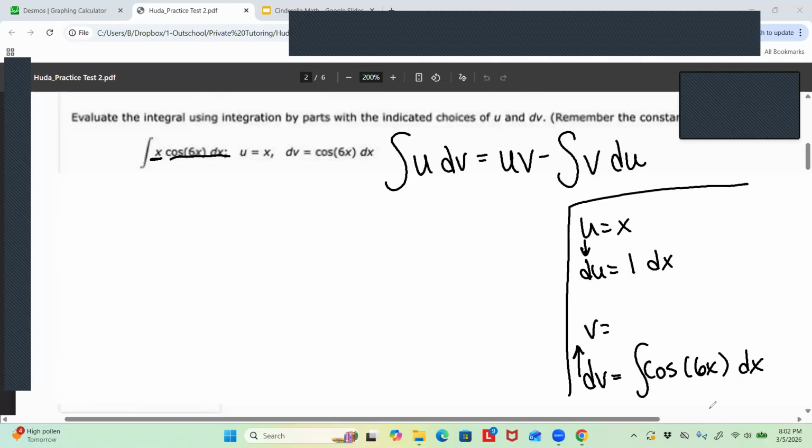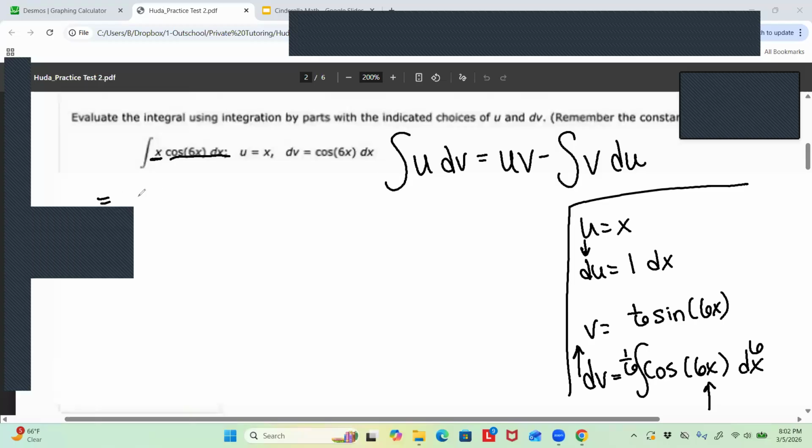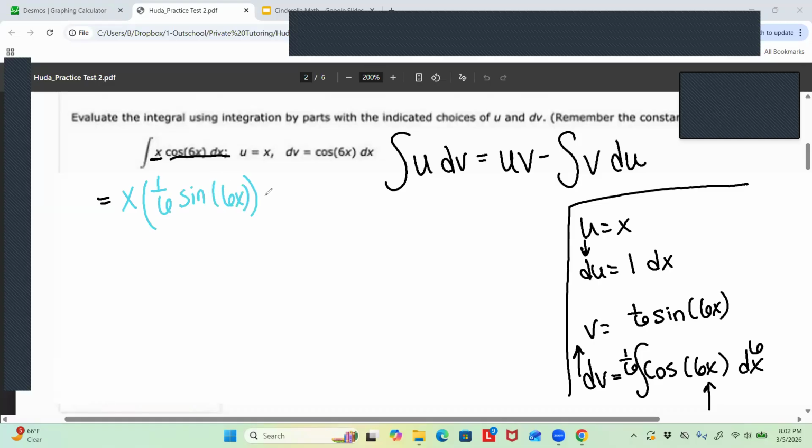But because of chain rule, we need the derivative of this, which is 6. Undo that with the reciprocal. So 1/6 integration of cosine. So you're asking yourself whose derivative is cosine? It's sine, and you keep the argument, basically the parentheses. Okay, and now we go into the formula. So uv minus integration of v du, which again, you don't really need the 1.